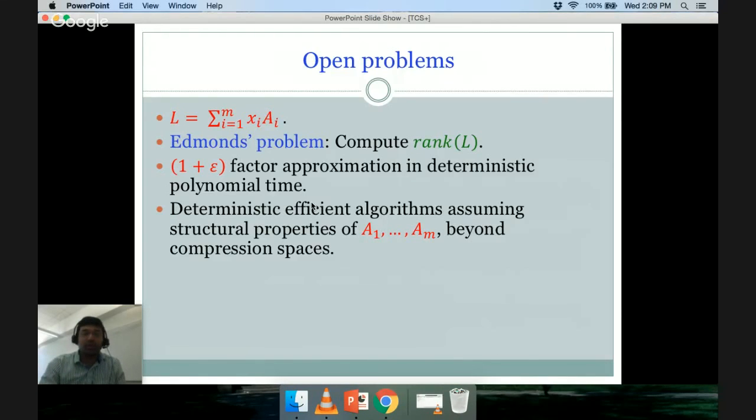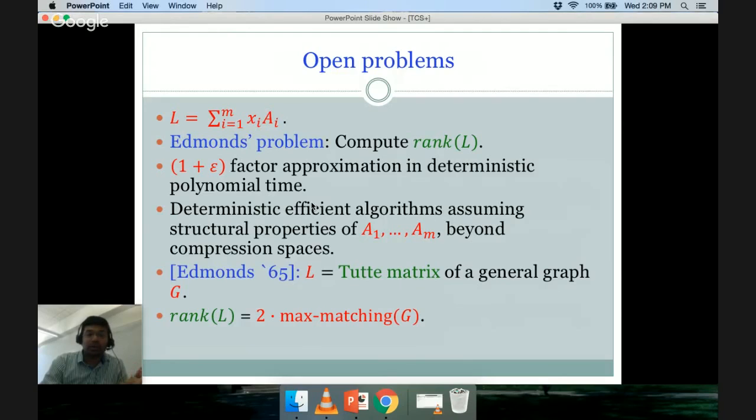Okay. So there are two very interesting examples of matrices which are not compression spaces, but still we can solve Edmonds' problem in deterministic polynomial time. So one is perfect matching in general graphs.